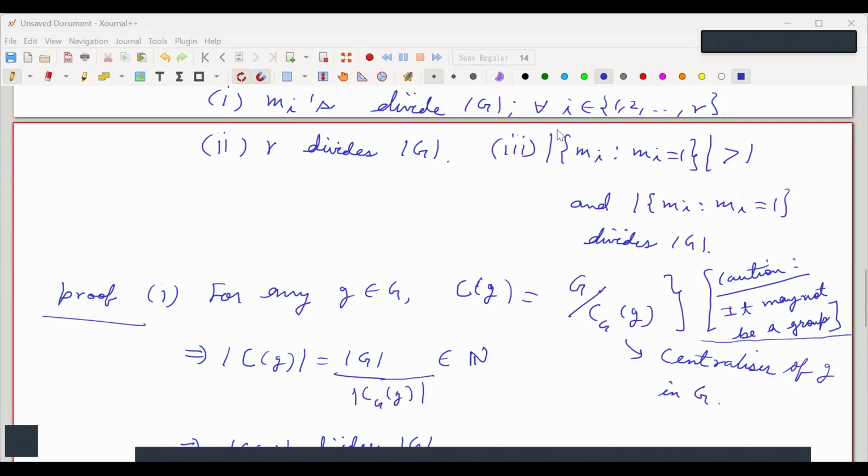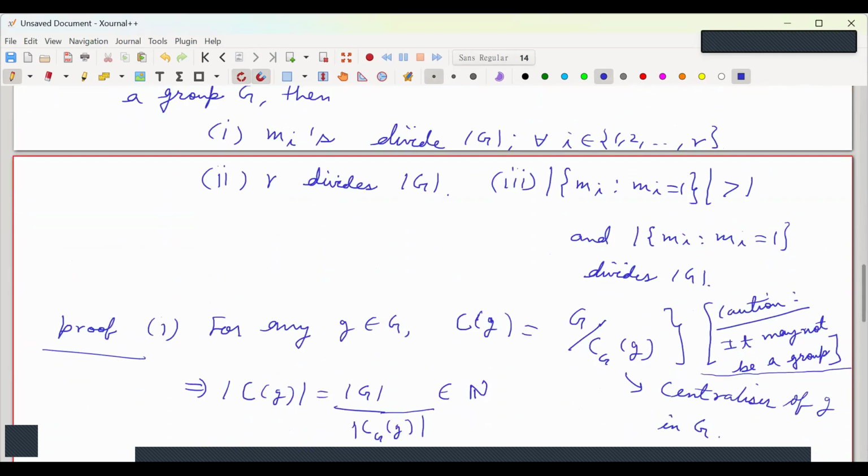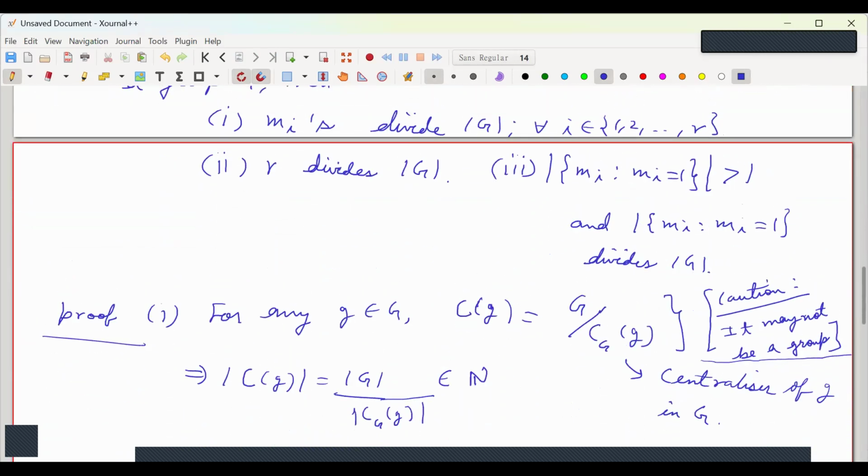So I'm saying it's not a correct statement. Can you tell me some counter example? I just wrote it to check whether you were following or not. So the number of conjugacy classes won't always divide the order of the group. And you all know the example.